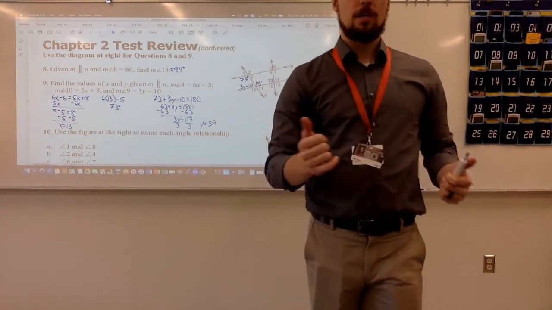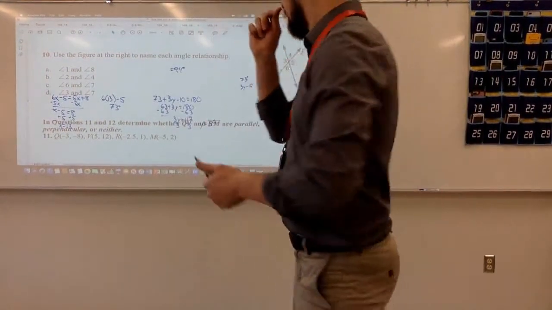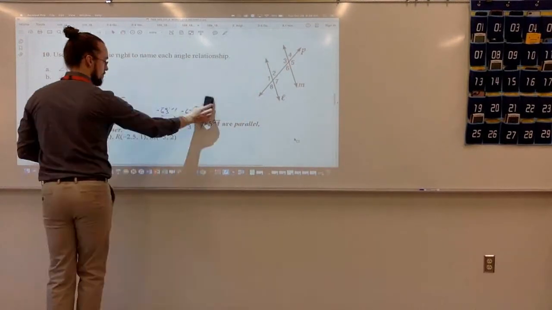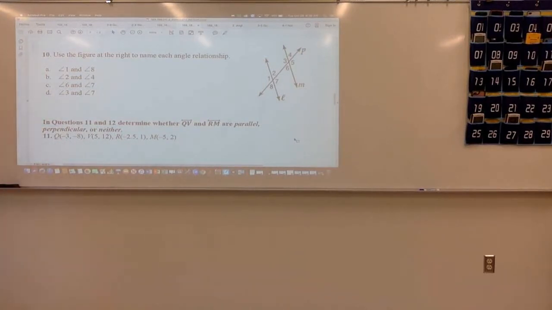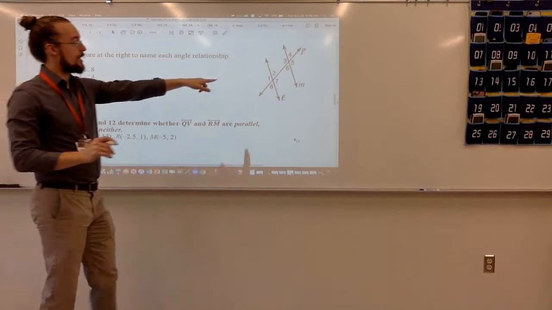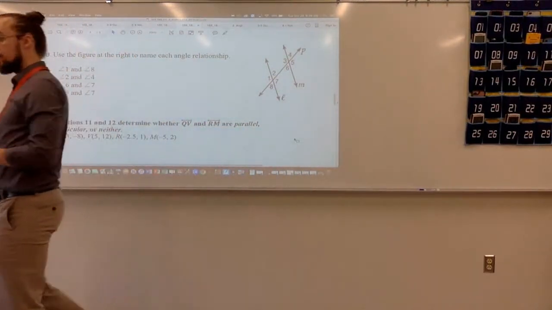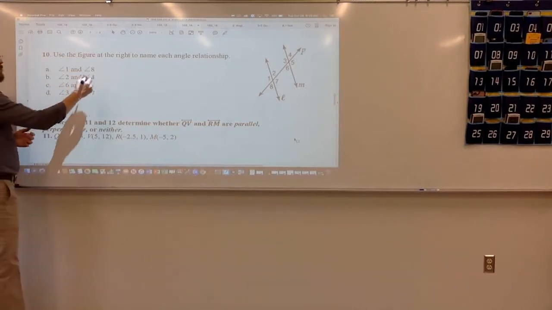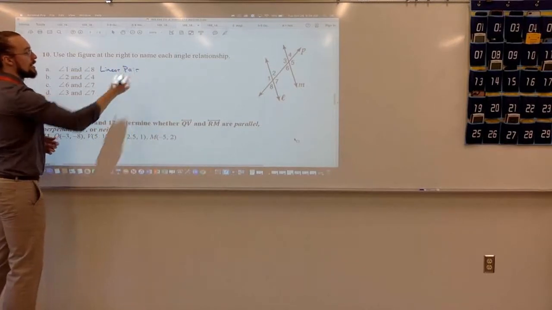Okay. So then number 10, we are just naming the relationships between these angles. So angles 1 and 8, these two angles right here that are right next to each other, they share a side and they make up a straight line together. Okay? Two angles that make up a straight line together that are right next to each other are a linear pair.